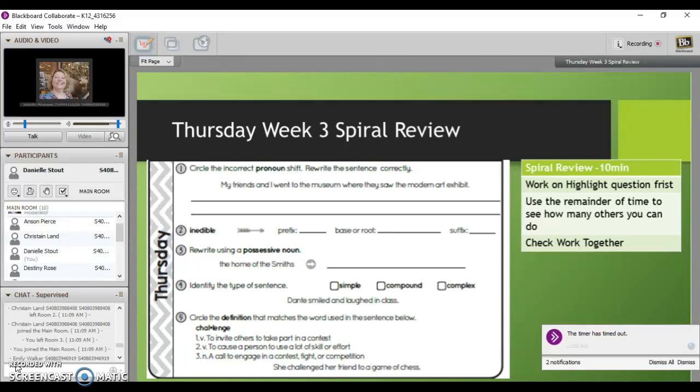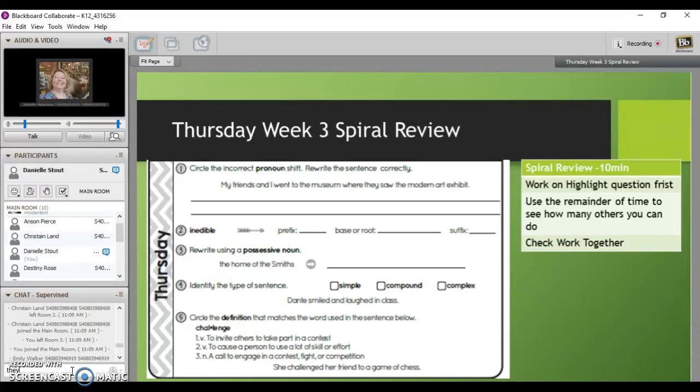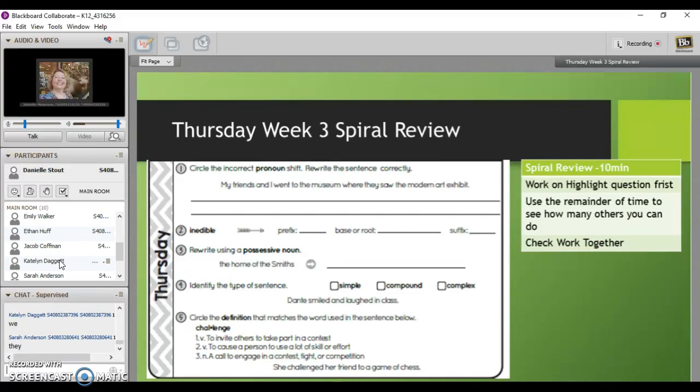So circle the incorrect pronoun shift. Rewrite the sentence correctly. My friends and I went to the museum where they saw the modern art exhibit. What is the incorrect pronoun? Type it in the chat. They, absolutely. What should it be? Yes, oh my gosh, yes. It should be we because it's my friends and I.